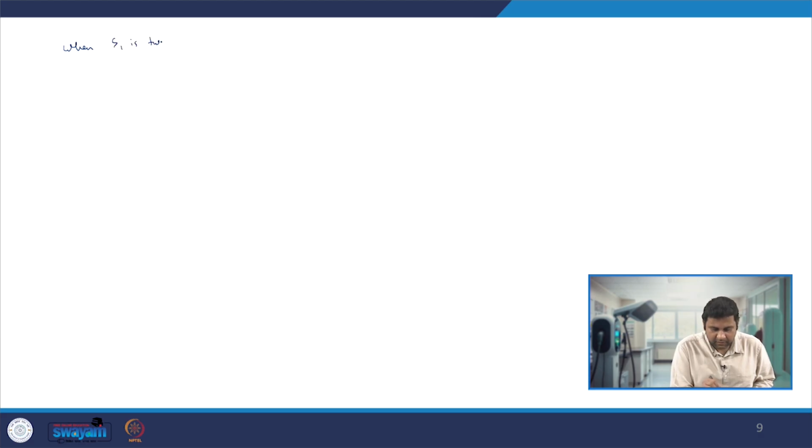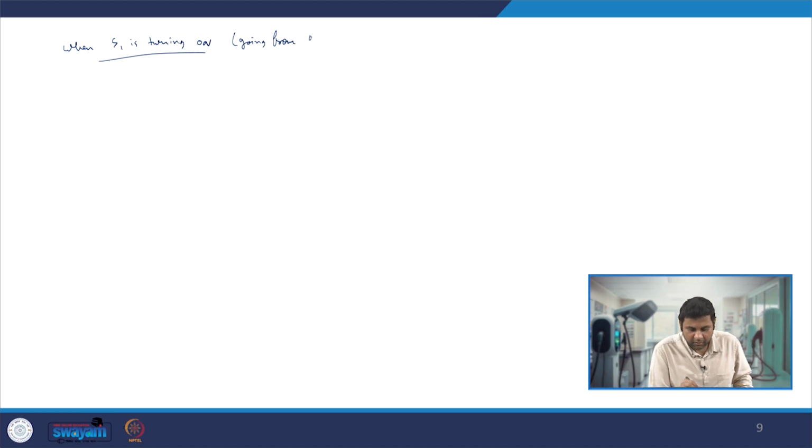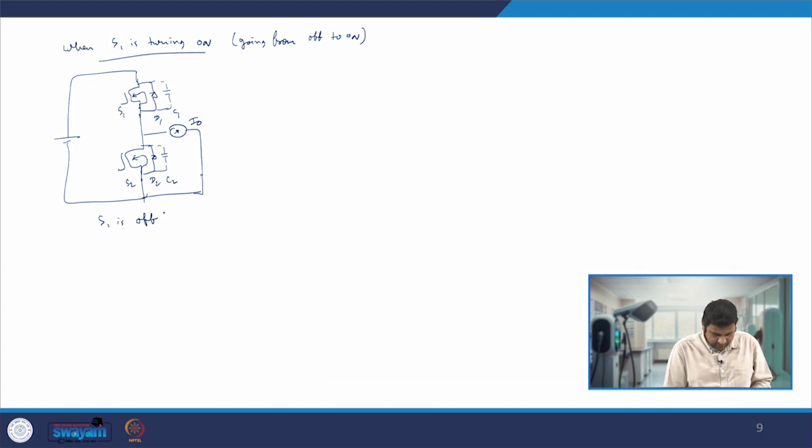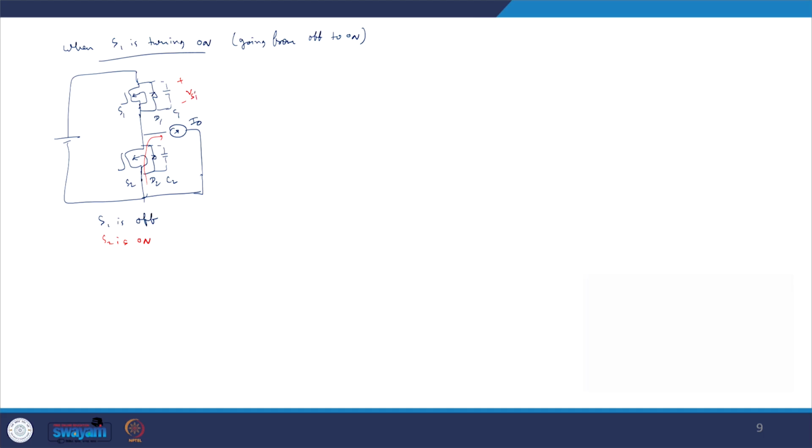Now the next thing is happening: when S1 is turning on, that means going from off to on, during that period S1 is off. Since S1 is off, we can say that the current was going through S2 because S2 is on. If S1 is off and S2 is on, the current is going through here, and we can say that the voltage across this is nothing but Vs1 equal to V in.